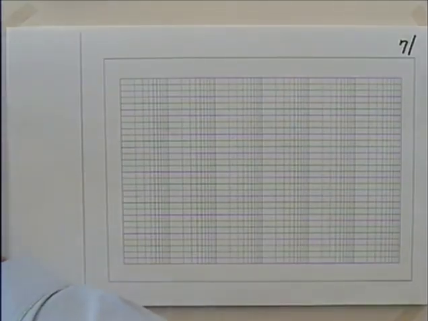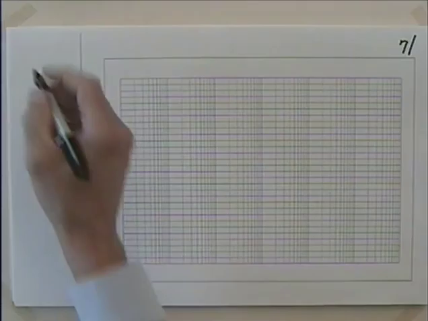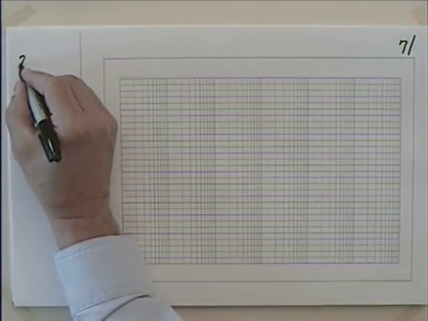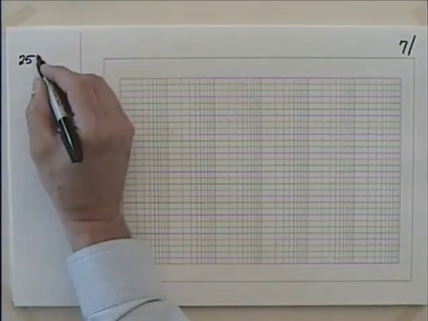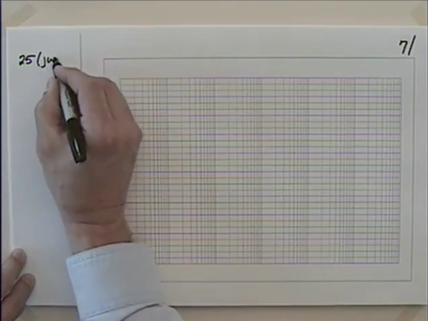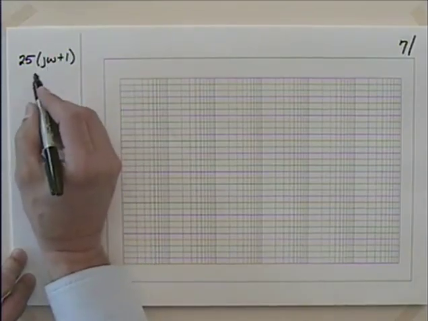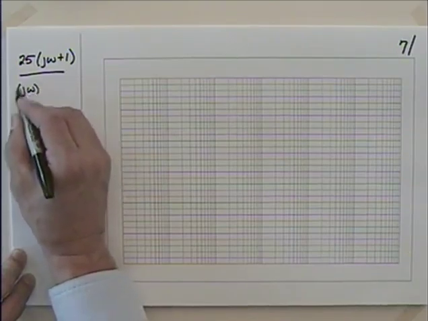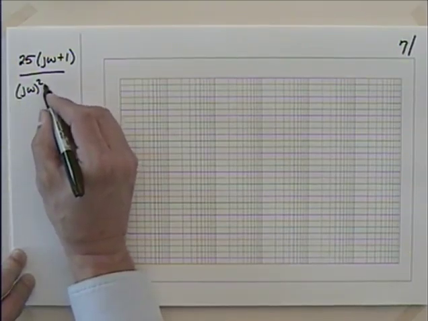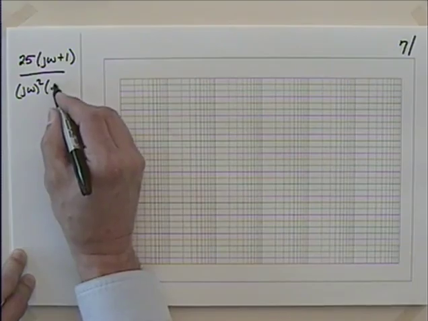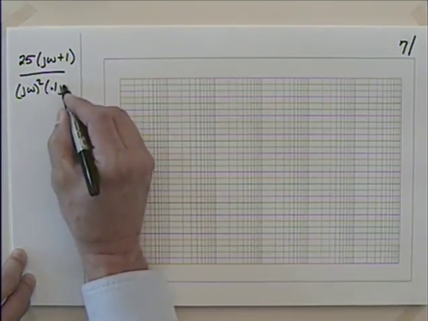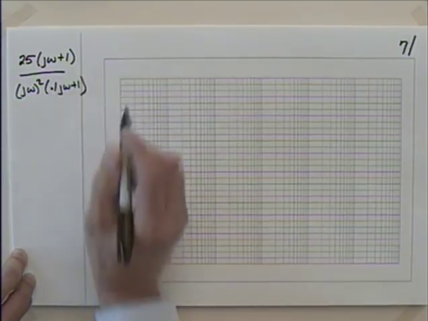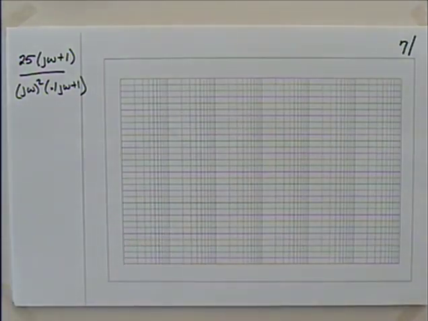Well, let's try another one. So this one, yeah, this is kind of a nice one. Let's try 25 times j omega plus 1 divided by j omega squared. That's kind of nasty. 0.1 j omega plus 1. Okay. So what are we going to have there?